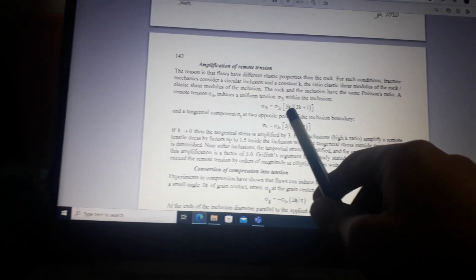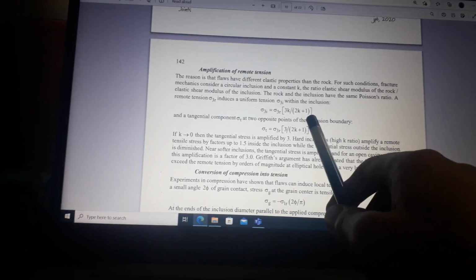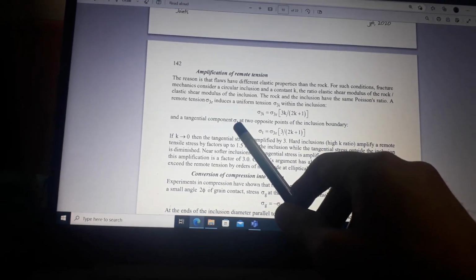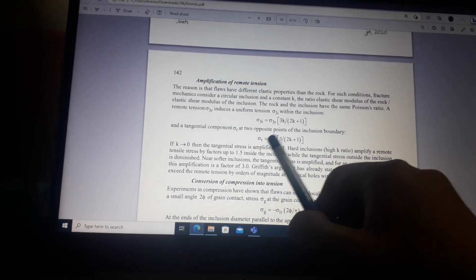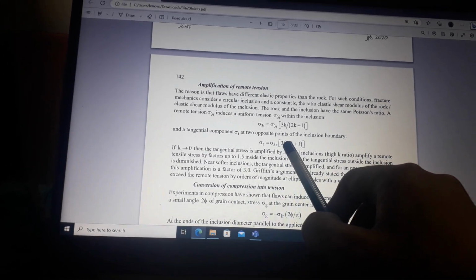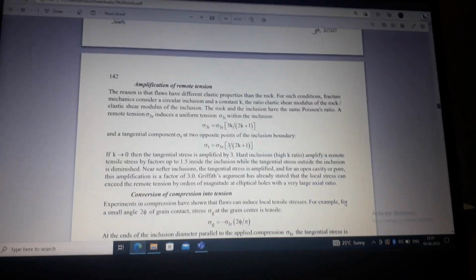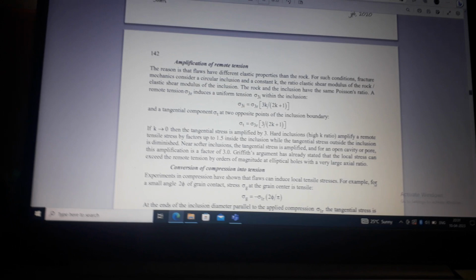Then sigma 3i is equal to sigma 3r into 3K over 2K plus 1, and a tangential component sigma t at two opposite points of the inclusion boundary. Sigma t is equal to sigma 3r into 3 over 2K plus 1. Conversion of a compression into tension.